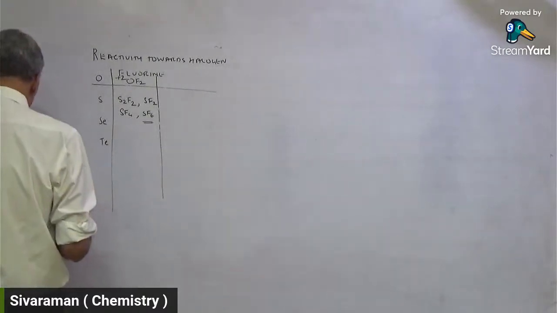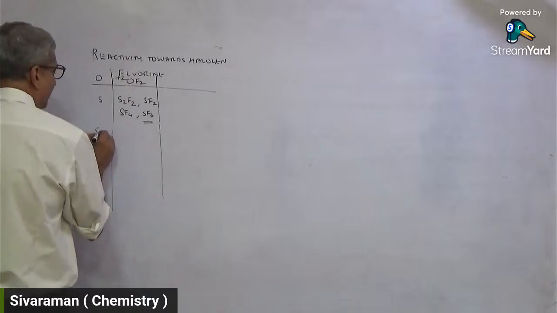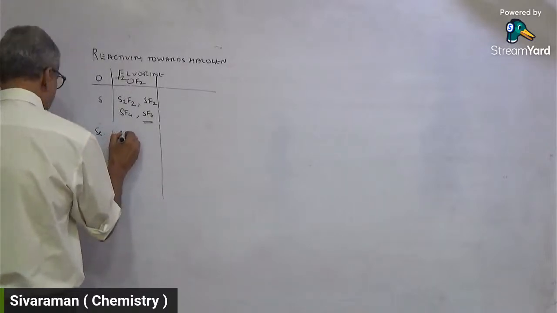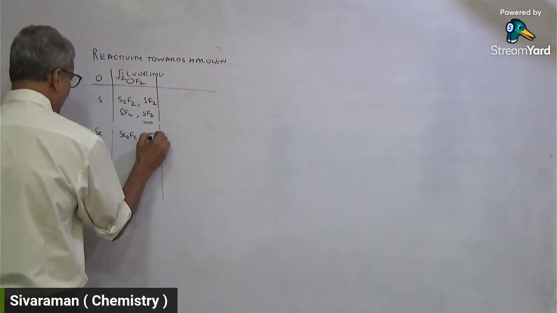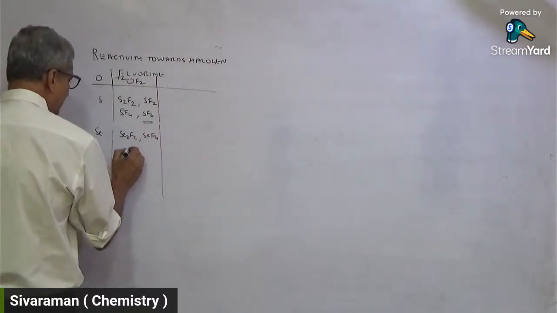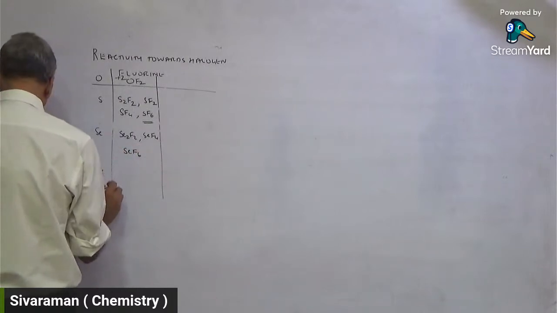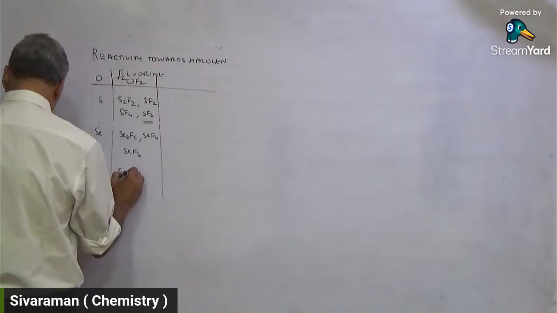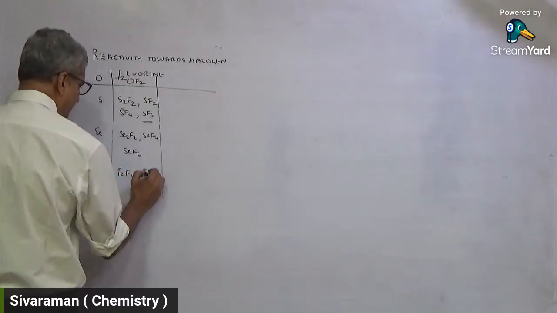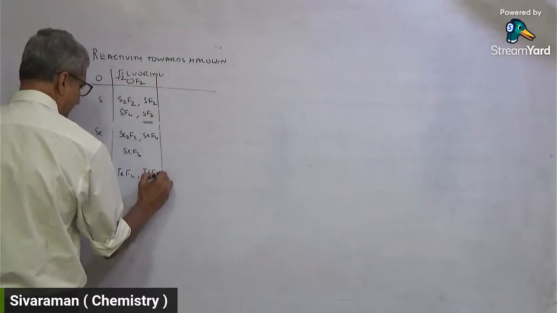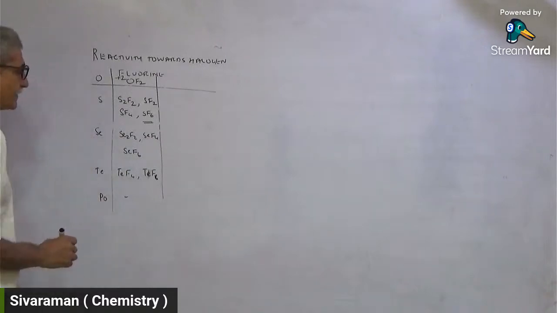Okay. Then when we come to selenium, selenium monofluoride, selenium tetrafluoride, and selenium hexafluoride exist. Then when we come to tellurium, tellurium tetrafluoride and tellurium hexafluoride exist. Polonium, no such. It is clear.